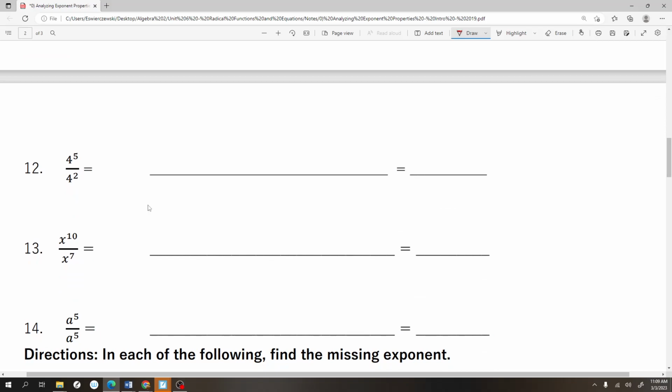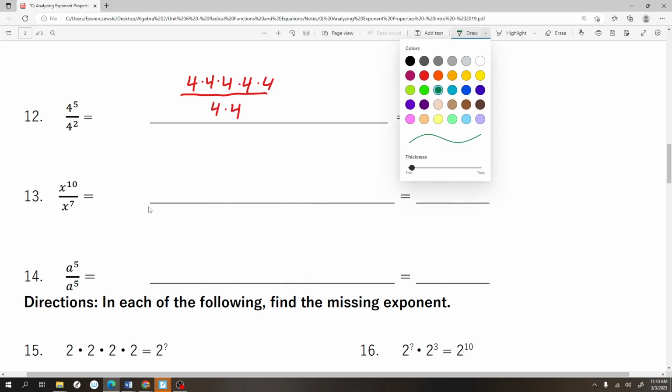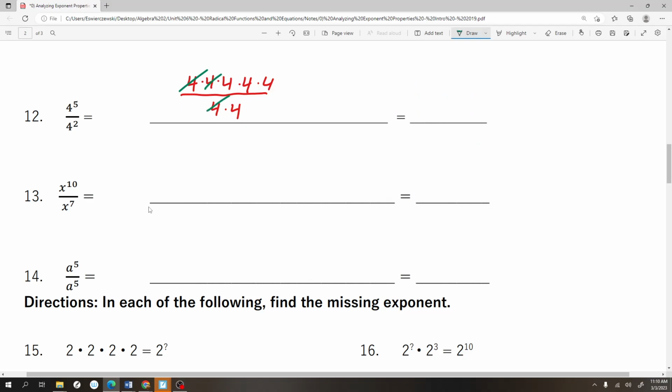So let's finish this up, and then we're going to stop the video because I think it's getting a little long. So we have 4 times 4 times 4 times 4 times 4 divided by 4 times 4. What gets canceled? Cancel, cancel, cancel, cancel. So I have 4 to the 3rd left.